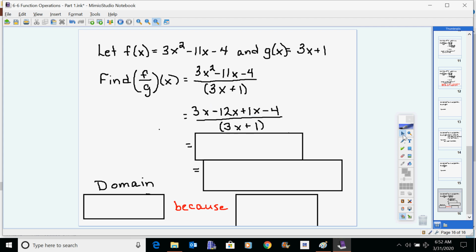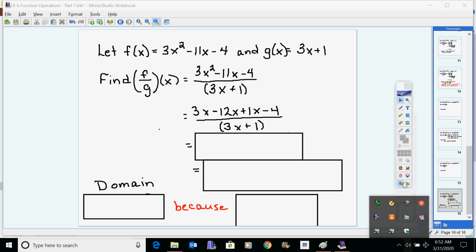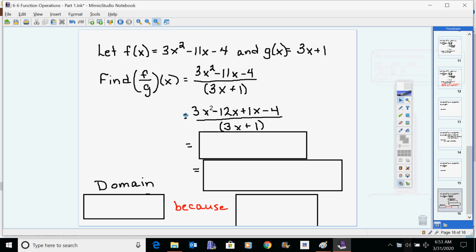This should be an x squared, by the way. I just noticed that that was missing. There's going to be a 2 there. There's my 2. 3x squared minus 12x plus 1, x minus 4, and we need to factor by grouping here.